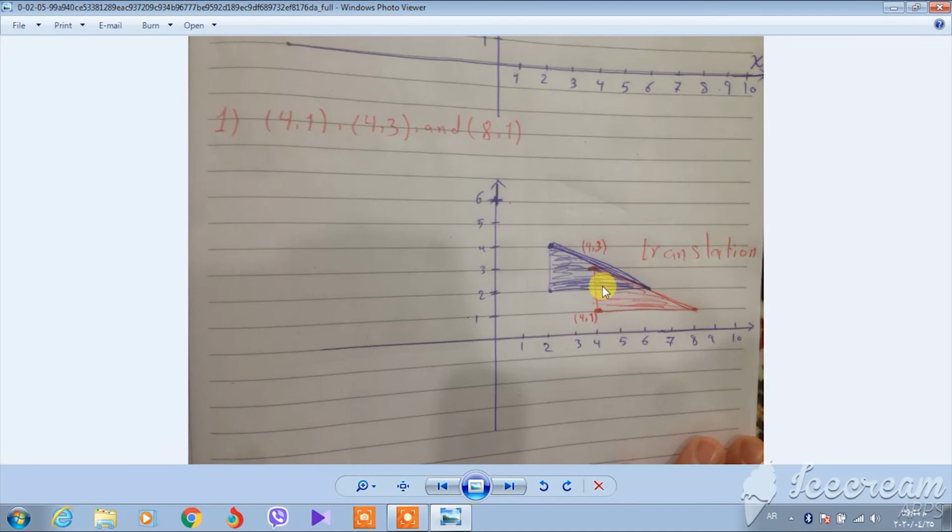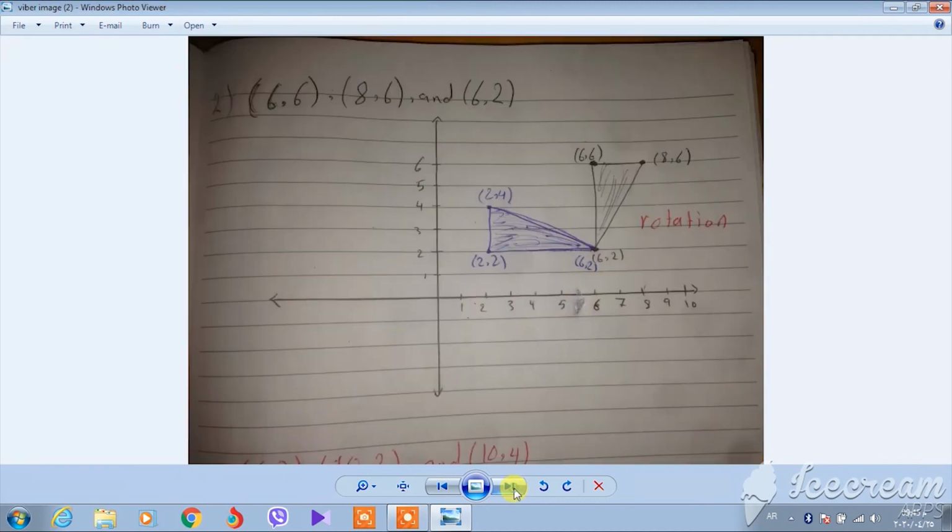So if we look at this transformation, which type is it? Rotation? No. Reflection? No. But if you look, this is a translation. It just moved the figure, and it has the same shape and the same size. Just translate.